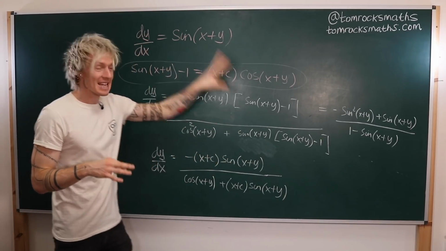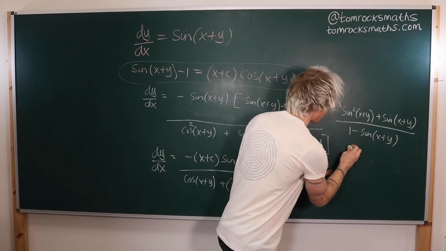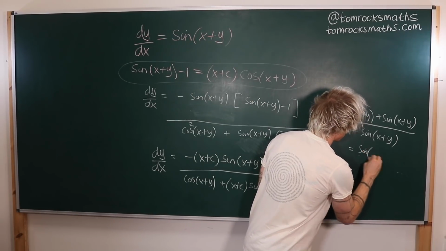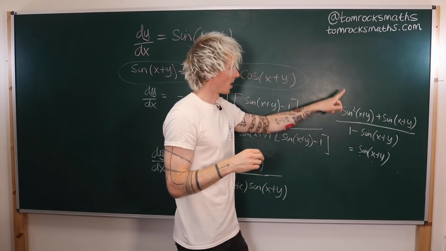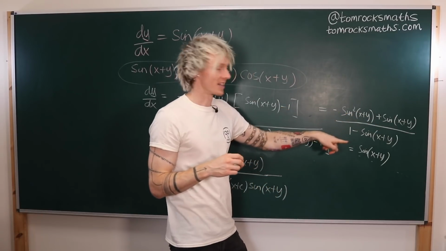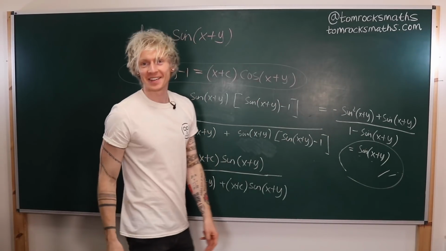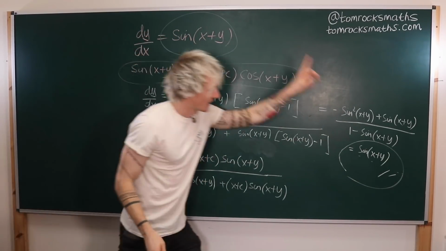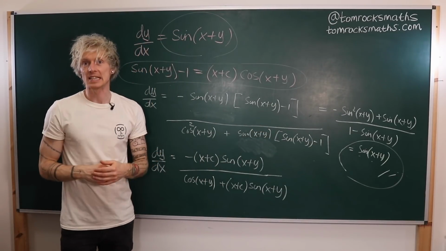So here we've actually got the answer now, because this thing over here, we can actually factor out a sine on the top. So you've got sine of x plus y on the top, and then in the bracket you've got 1 minus sine, which cancels on the bottom. So the final answer is sine of x plus y, which is what we had up here. So dy by dx is sine of x plus y. Our implicit solution here is indeed correct.